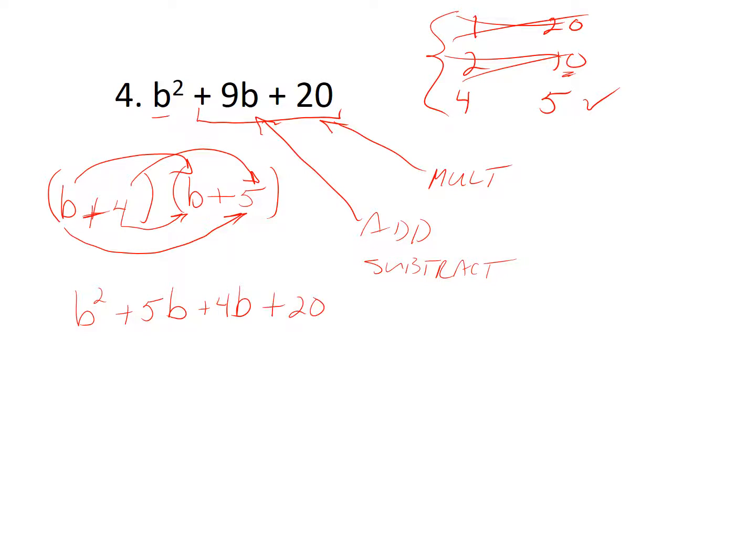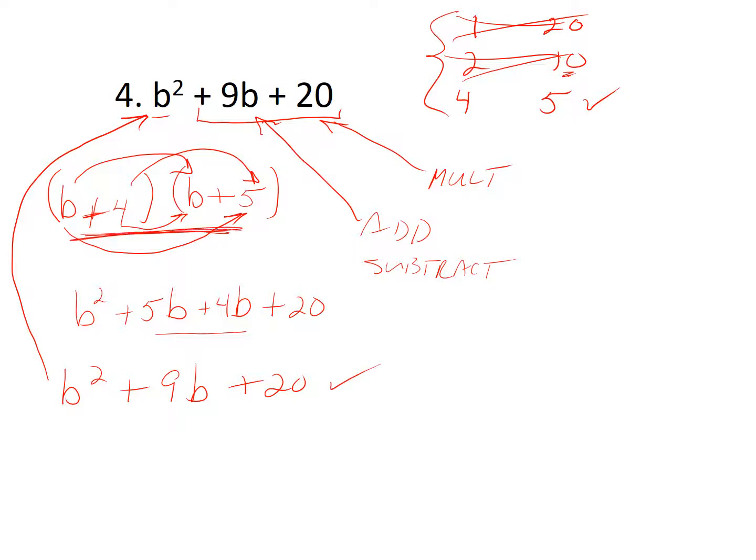Now I can combine some terms here. I can simplify because I have the two b terms. So I'll have b squared plus 5b and 4b, that's 9b, plus the 20. Is this what I started with? Because we're trying to check our answer. B squared plus 9b plus 20, it is. So that means these are my two factors, b plus 4 and b plus 5. Done.